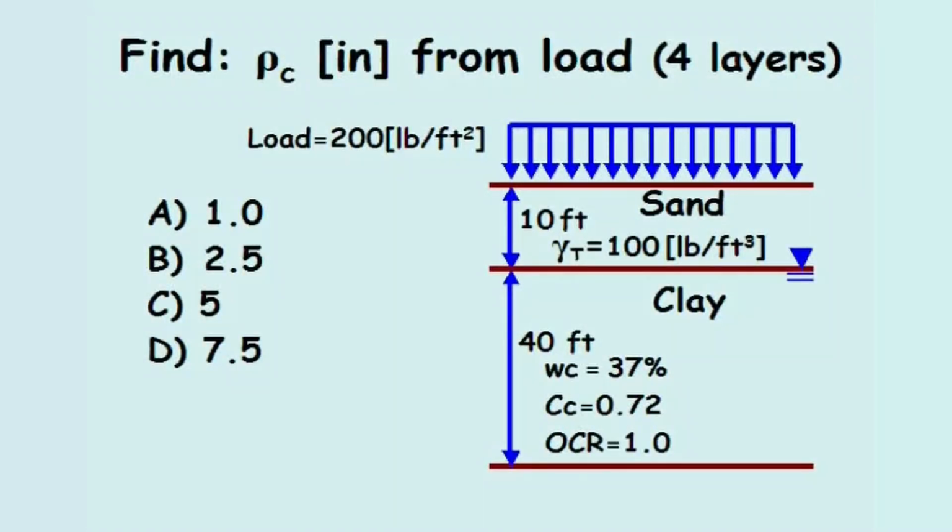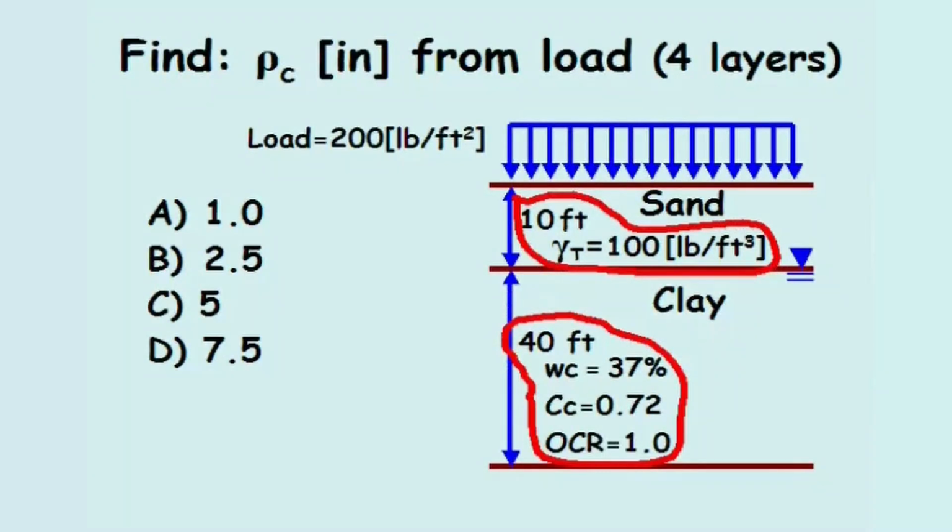Find the consolidation settlement of the clay using 4 layers. In this problem, an incremental load of 200 pounds per square foot is added to a soil profile consisting of a 10-foot thick layer of sand above a 40-foot thick layer of clay.